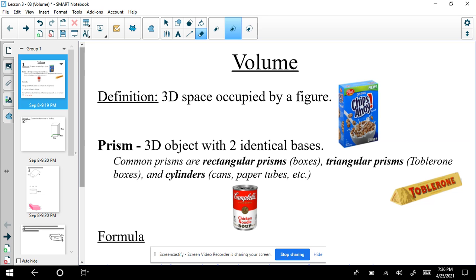And then we're also going to be looking at cylinders. Cylinders are like cans and paper tubes. These have a base on top and a base on the bottom, so the circular top is the same as the circular bottom.